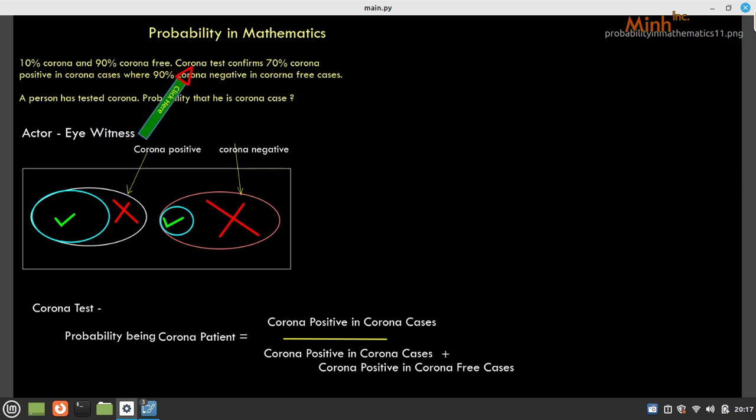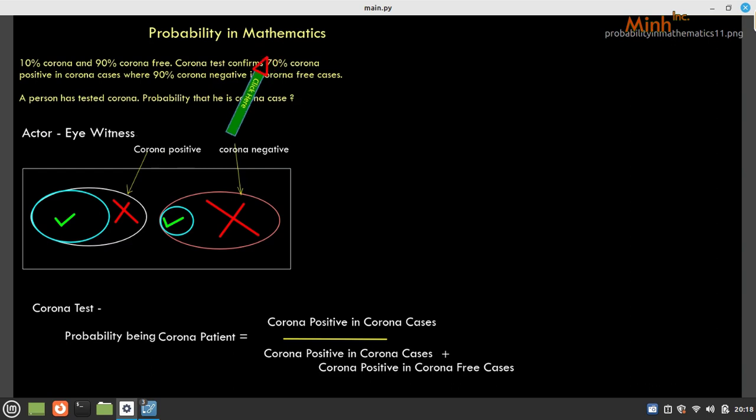Now the corona test confirms 70% of the corona positive cases. If a corona patient goes for a corona test, there is a 70% chance it will come out positive, whereas if a corona-free case goes for the test, there is a 90% chance it will come out free, corona negative. It is a true negative. And it is a true positive in machine learning terminology.